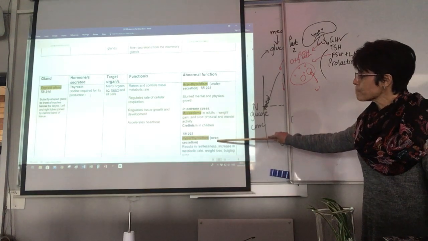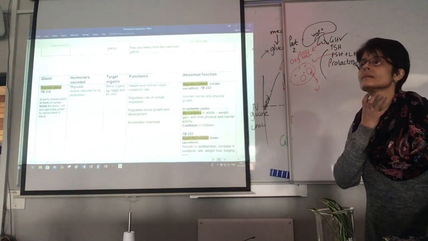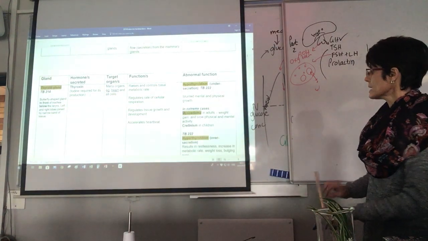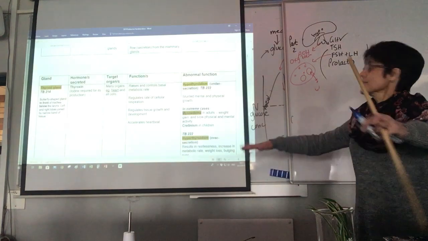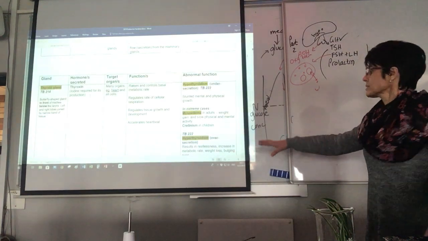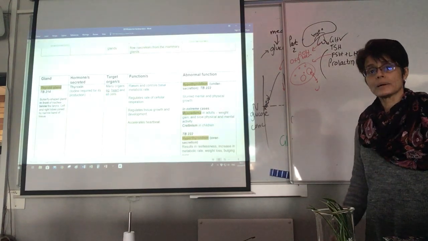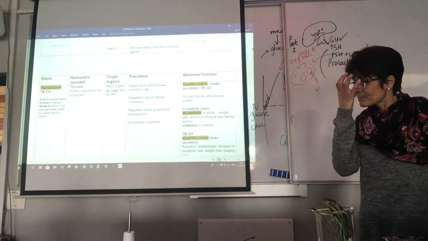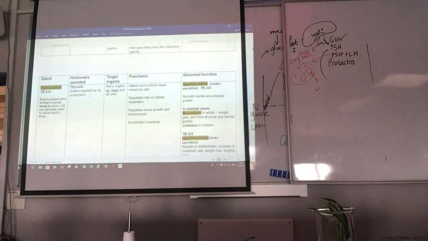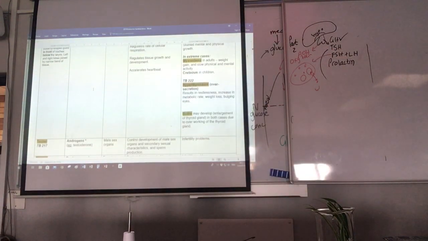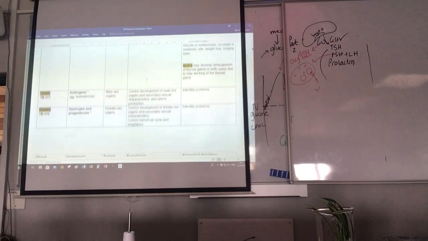If you get hyperthyroidism, it can also result in a goiter, swelling of the neck. Hyperthyroidism, overactive, lots of thyroxine: restlessness, increased metabolic rate, lots of weight loss and bulging eyes, and literally the eyes sort of pop out of their heads. Okay, not pop out, but bulge out. So there's a bit about the goiter.